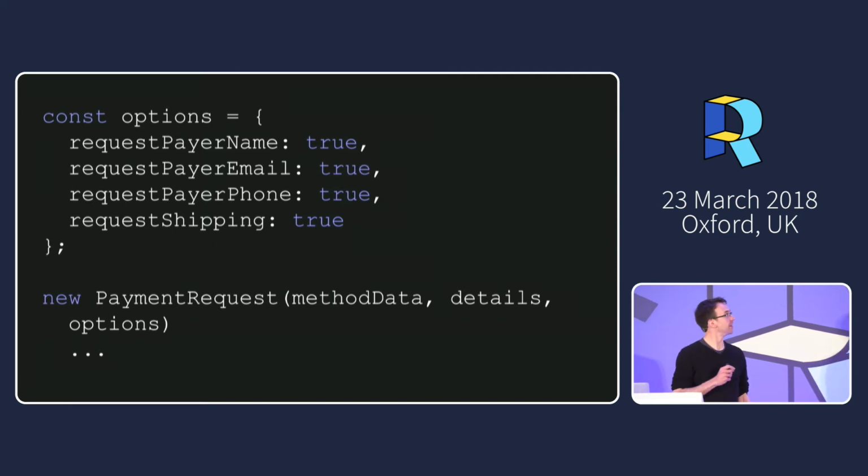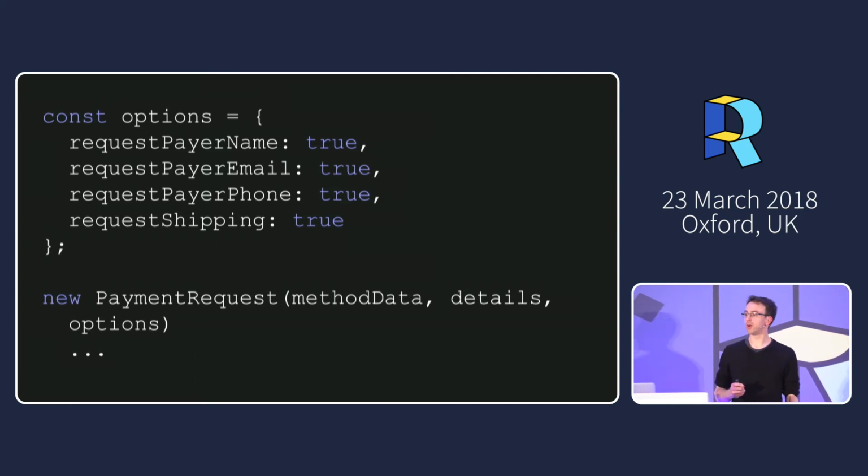We can also pass in an optional third parameter to the payment request constructor, which lets us request additional data from the user, like their contact information and their shipping address. Hopefully everything you need to complete your checkout process.